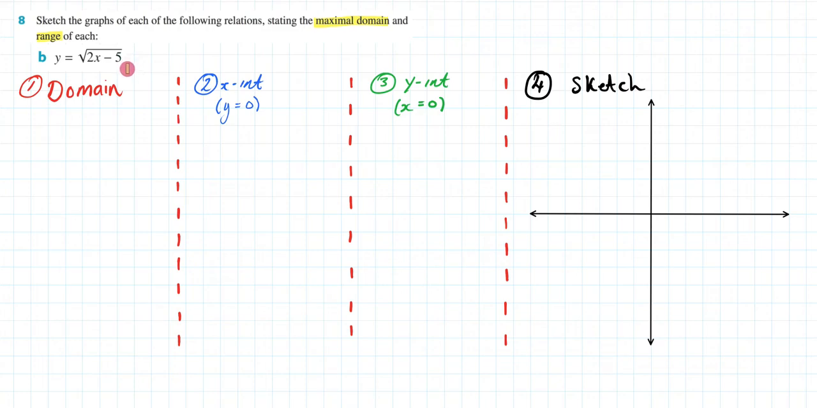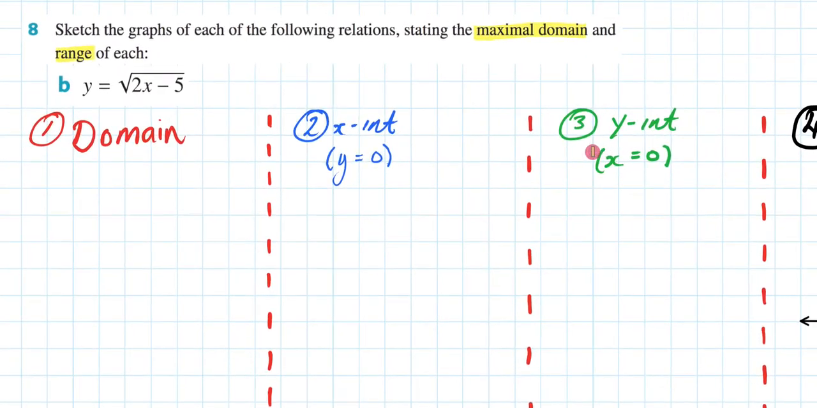So I'm going to break this down into 4 steps. First, we're going to find what my domain is. Then we're going to find what my x-intercept is. Then the y-intercept, and then we'll sketch it. So let's now zoom in and have a closer look.